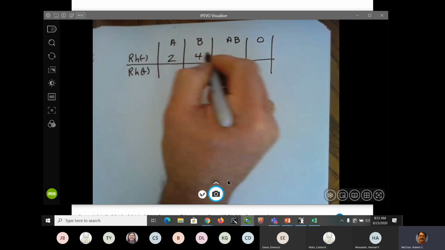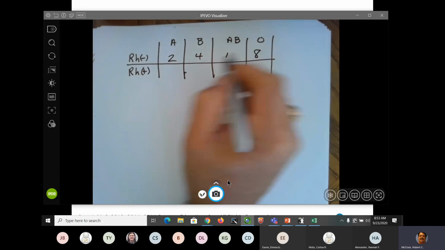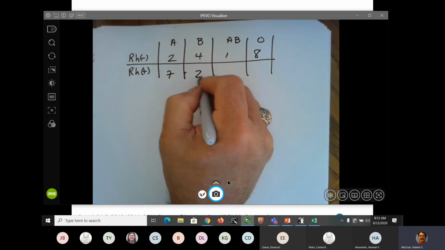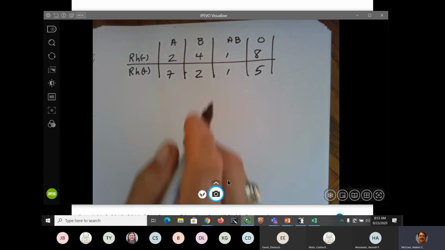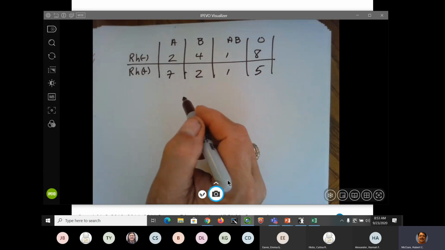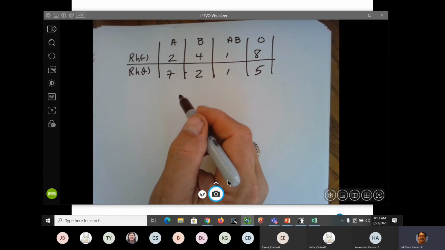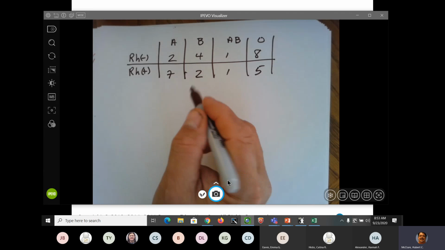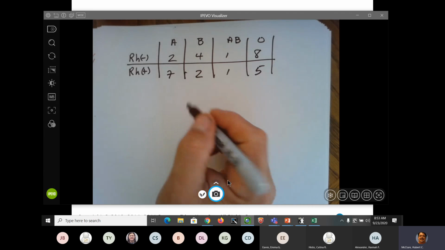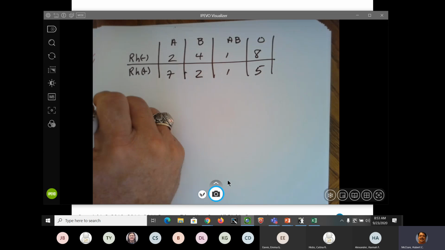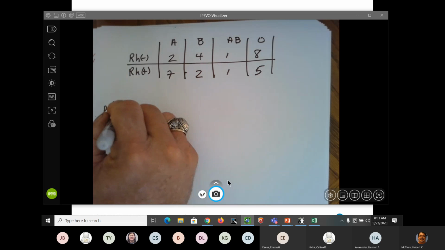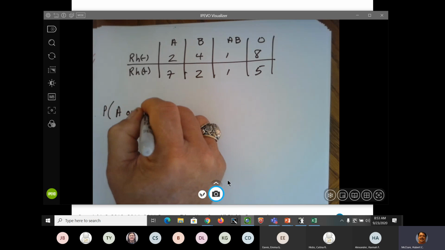2, 4, 1, 8, 7, 2, 1, 5. Okay? So this is a problem that used to be in another book, and of course if it ain't broke, we fix it. So if we've got a good book, we change it. So this is a problem, and here is what they're going to ask you. They're going to say, what is the probability of A or AB?